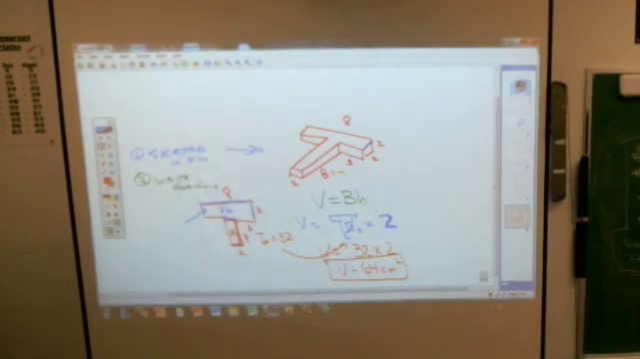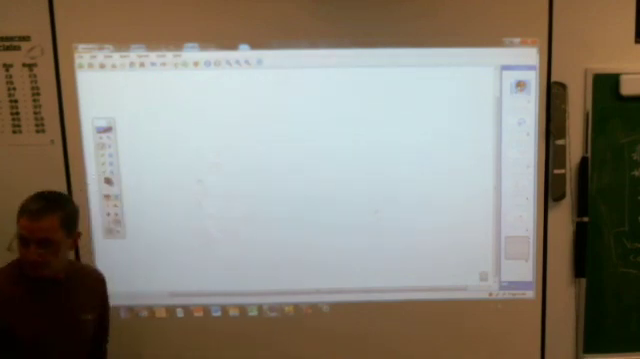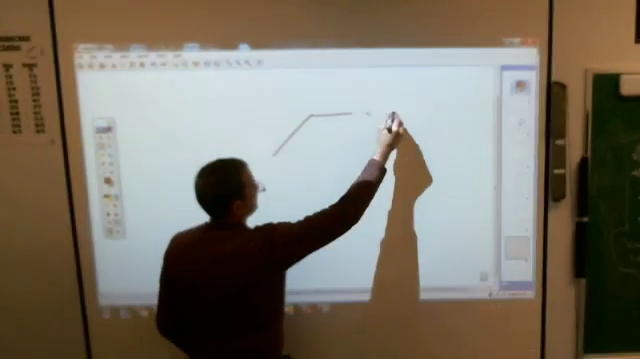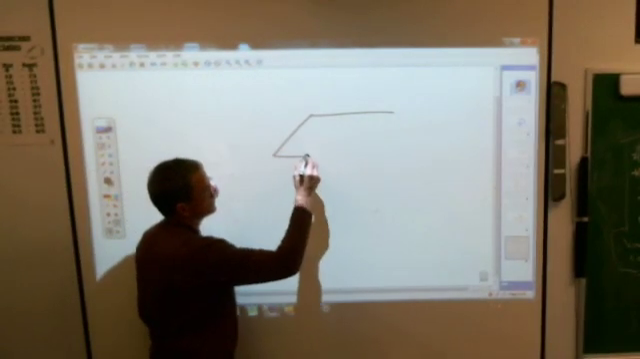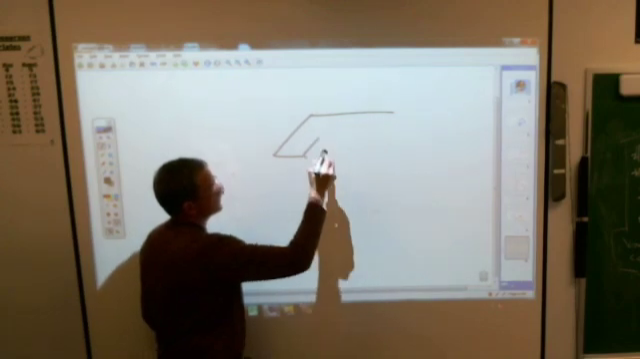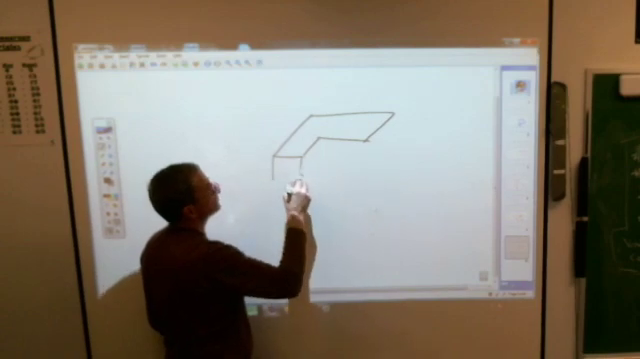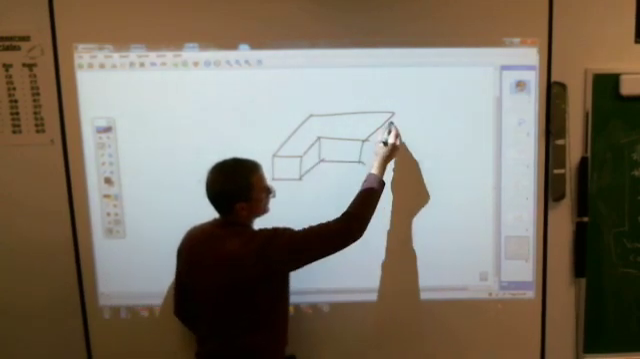Let's do one more. Matter of fact, I might let you try one on your own. How about this one? Let's say your shape looks like this. It's just your garden variety shape. And it goes like this. It goes like that. And it goes like that. You go straight down.